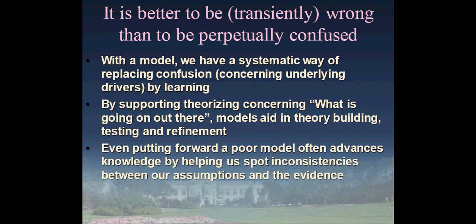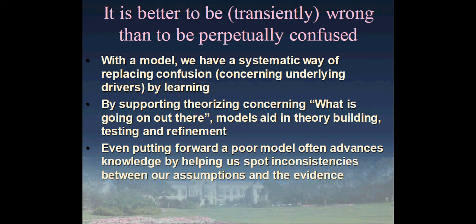So with a model, we have a systematic way of replacing confusion by learning. It's kind of what it comes down to. Taking what was in our head in a sort of inchoate way, putting it into a way that's explicit, that can be shared, that can be critiqued, and that can be simulated so we can see its consequences and compare it with the evidence. So, by supporting theorizing concerning what's going on out there, these models aid in theory building, testing of theory, and in refinement.